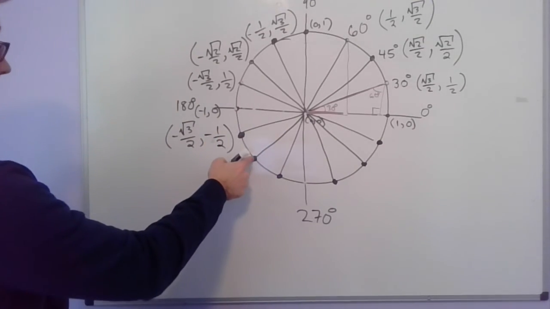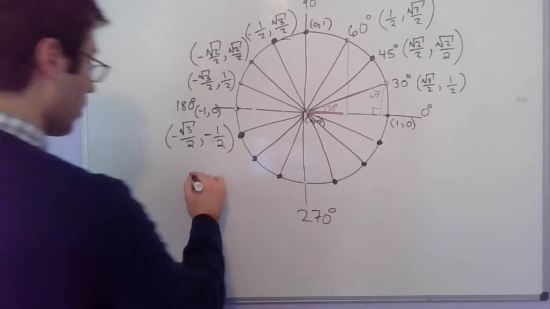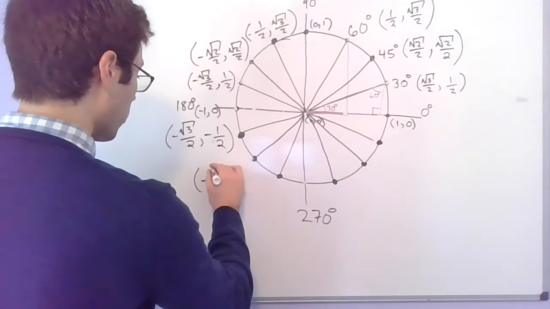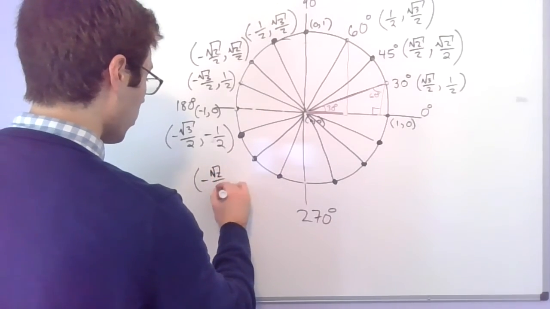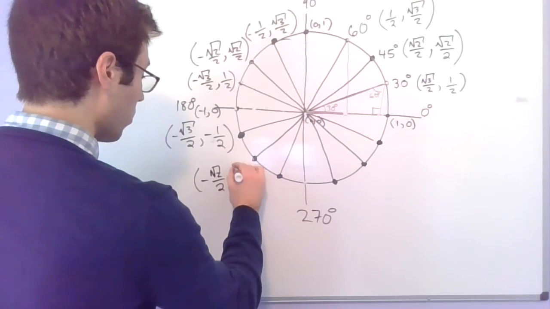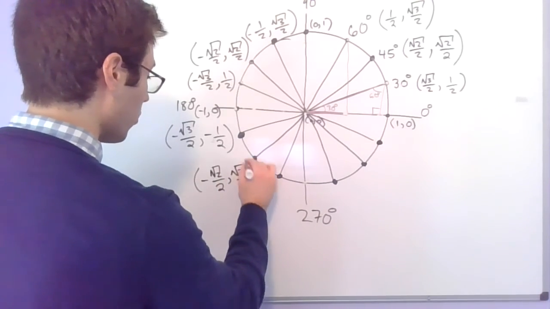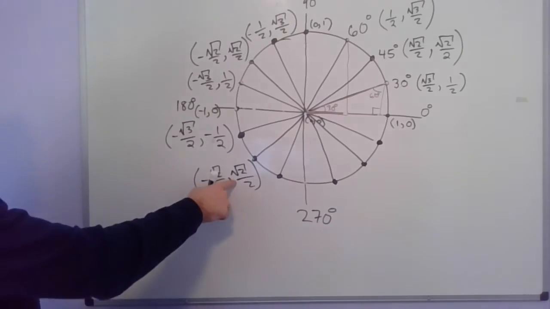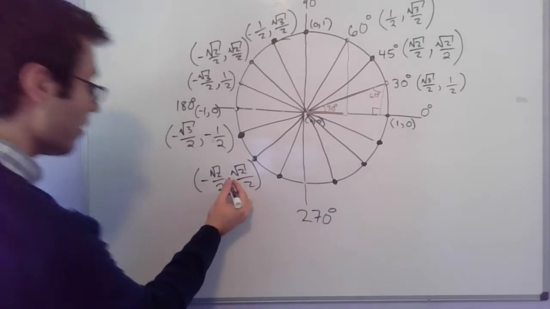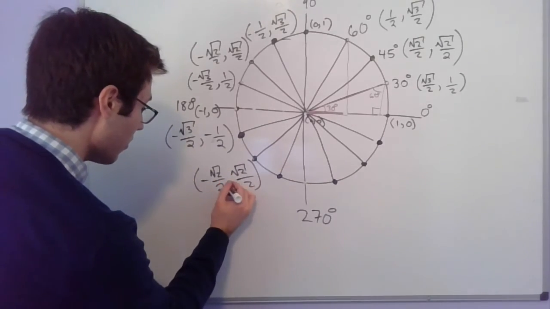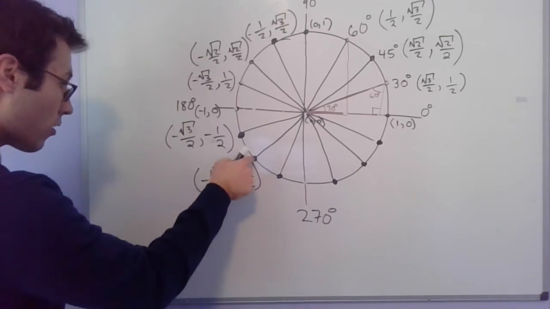Oh, these are both negative, and they're going to be the same. So this must be negative square root 2 over 2, and then square root 2 over 2, right? No, this needs to be a negative right there. This needs to also be a negative right here. So they are both clearly negative.